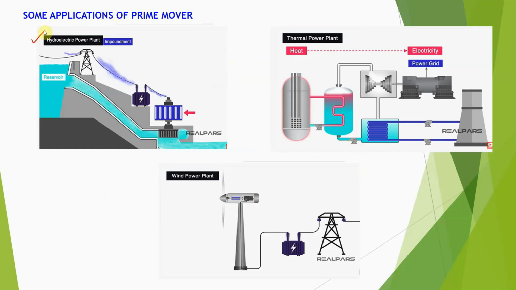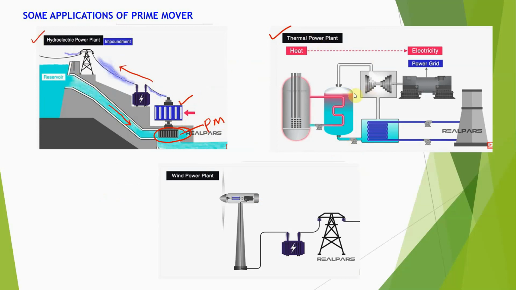We have a hydroelectric power plant. The water is going down here and it will try to rotate this prime mover. And then it is coupled to the generator, and the generator will convert mechanical energy into electrical energy, supplying power to the consumer.